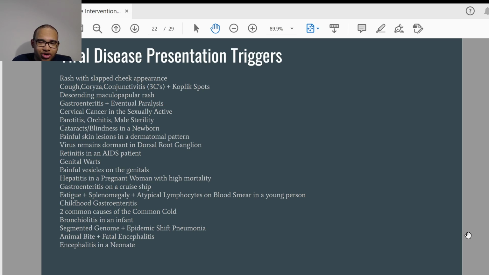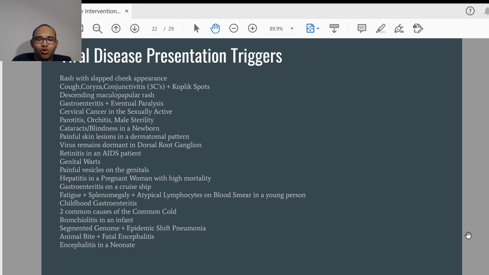If you see cervical cancer in the sexually active, that's HPV 16 and 18. Parotitis, orchitis, and male sterility, that's the mumps virus, right? Remember, it's a live attenuated virus. If you see cataracts and blindness in a newborn, right? Think about rubella. Remember, rubella can also cause a patent ductus arteriosus as well, right? So that's the congenital rubella syndrome.